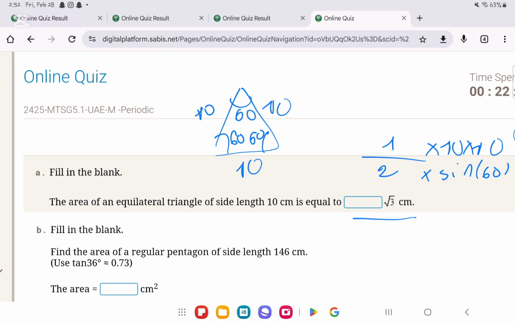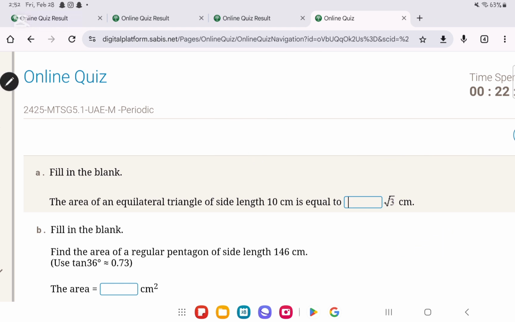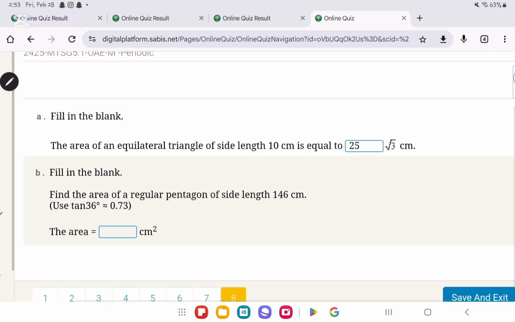So very simply, you are going to get 25 radical 3 centimeters. So you just put 25 over here. Now find the area of a regular pentagon. A pentagon is 5 sides of side length 146 centimeters. Use tangent 36 degrees, approximately 0.73.